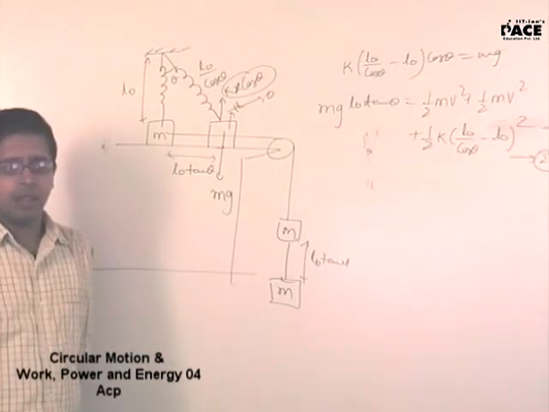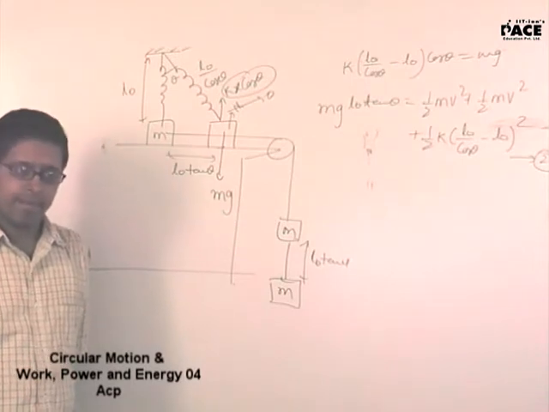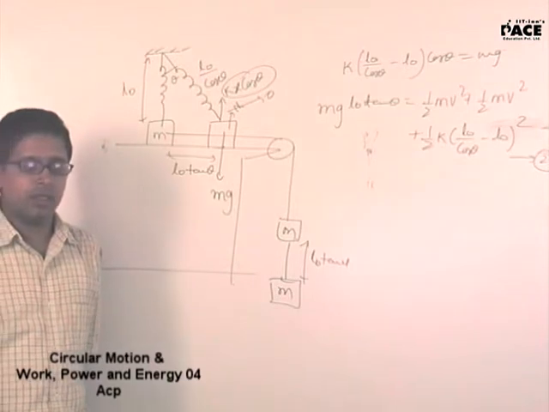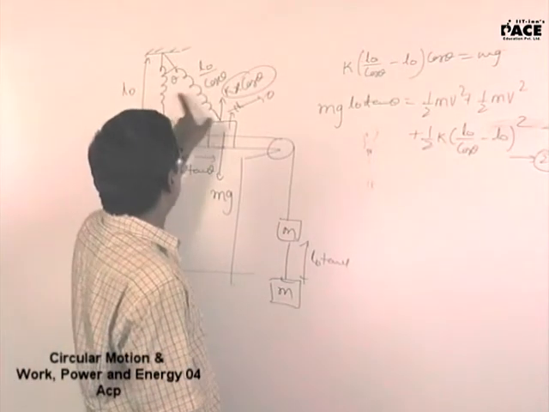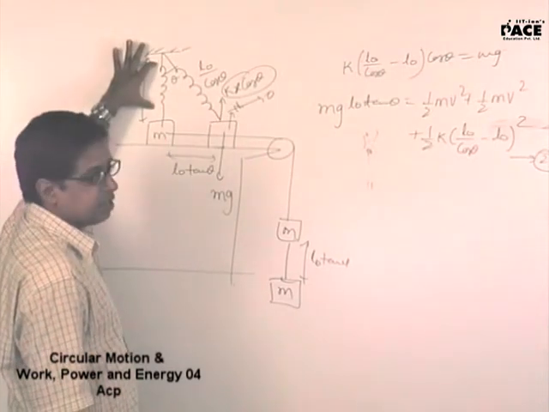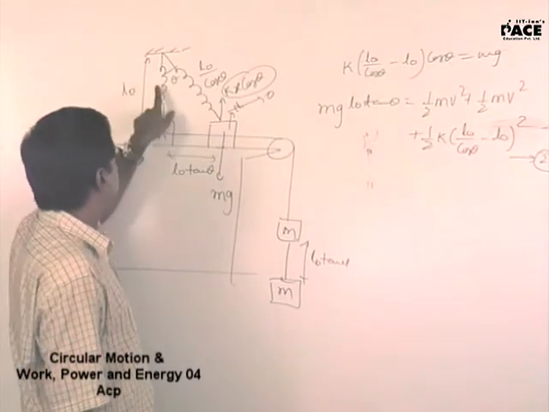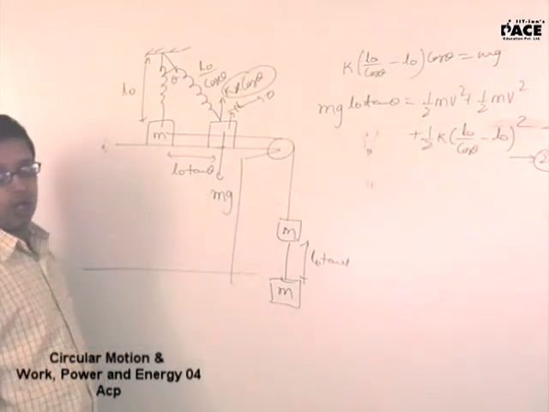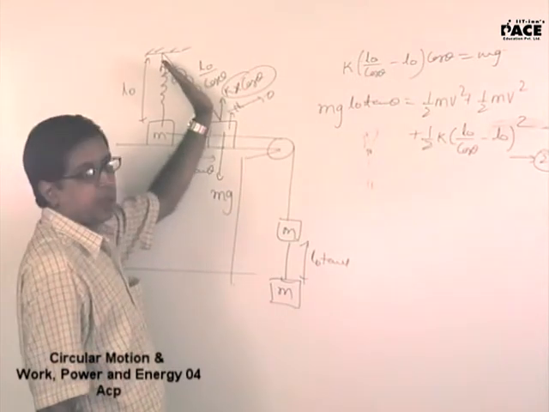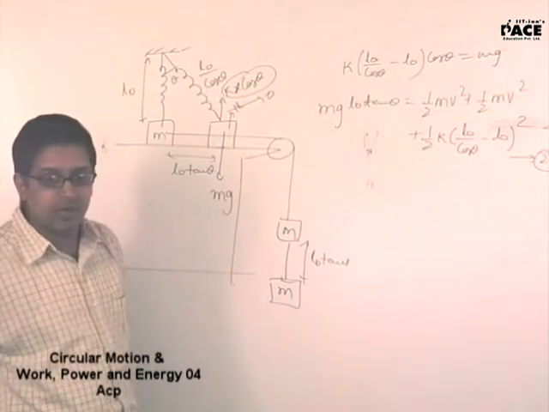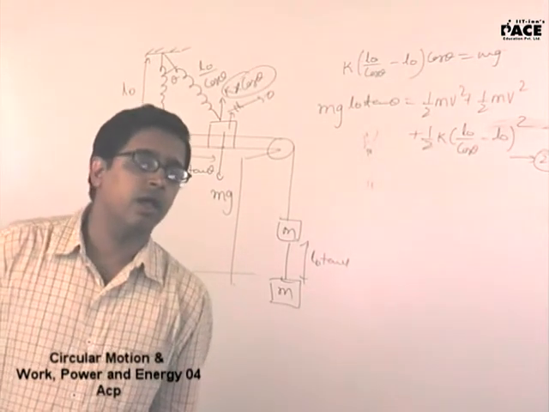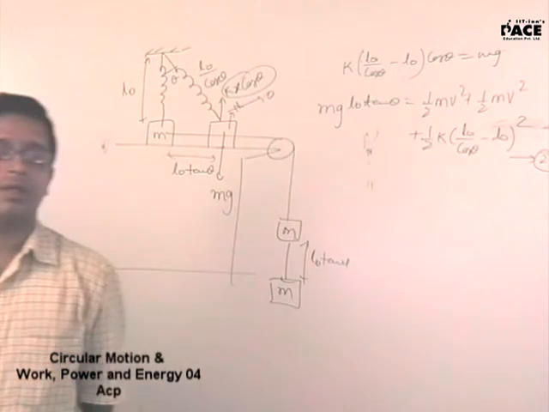Sir, in the first equation you have written k in bracket L naught upon cos theta minus L naught. So why this term? Now there is an elongation. How do I get the elongation in the spring? Present length minus the original length is elongation. Present length is L naught by cos theta. Original length is L naught. So I get kx, but that kx value I will get along the length of the spring. That I will have to resolve in the vertically upward direction. Sir, k in bracket L naught upon cos theta minus L naught into sin theta, the second component.